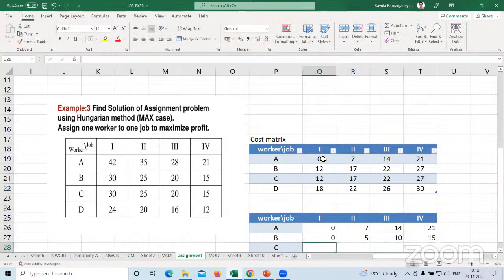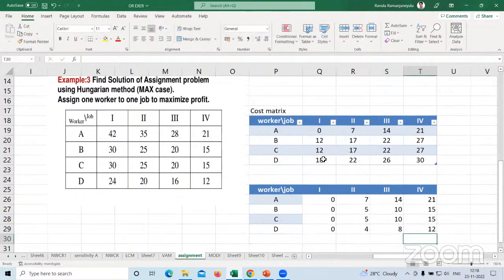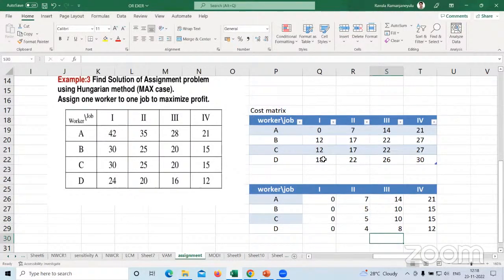Here also the least is the same, the values are same, right? Yes, sir. And here the least is again 18, so 0, 18, 4, 4, 8, 12. Row reduction, then column reduction if you go.